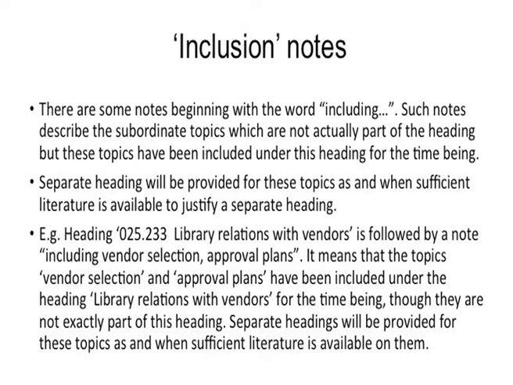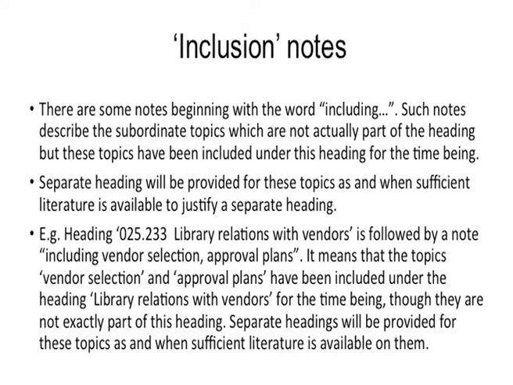For example, we have a heading 025.233, library relations with the vendors. This heading is followed by a note: including vendor selection, approval plans.